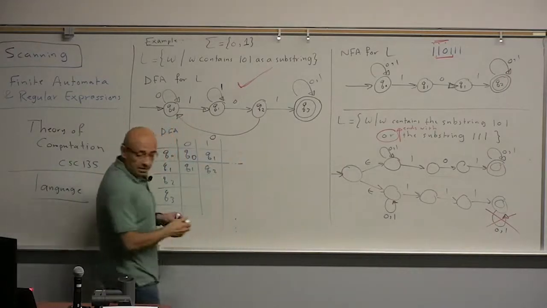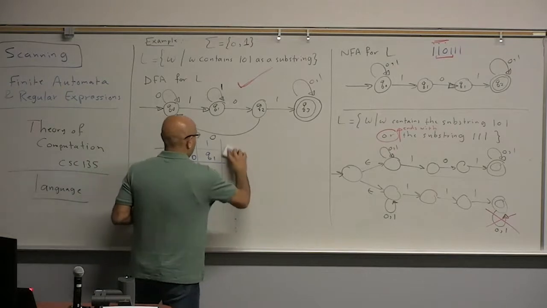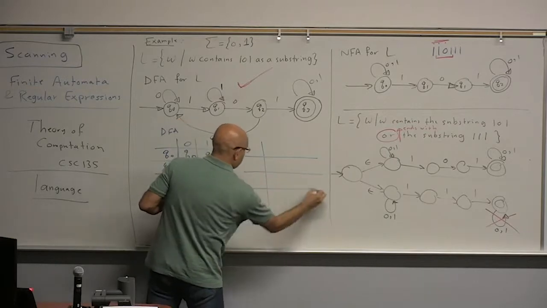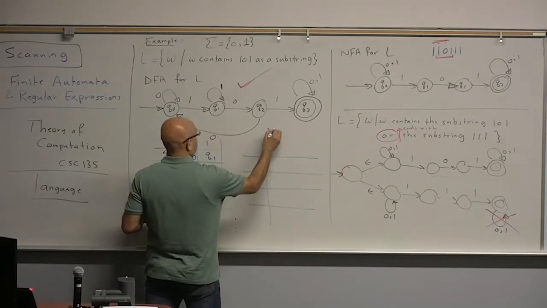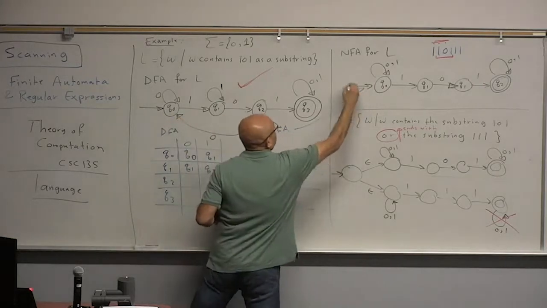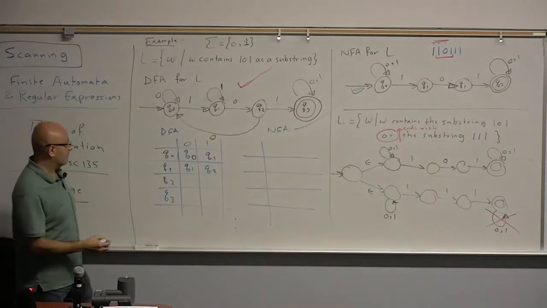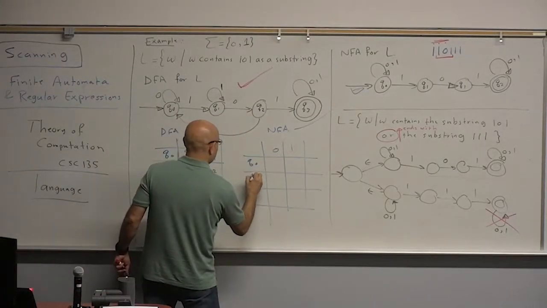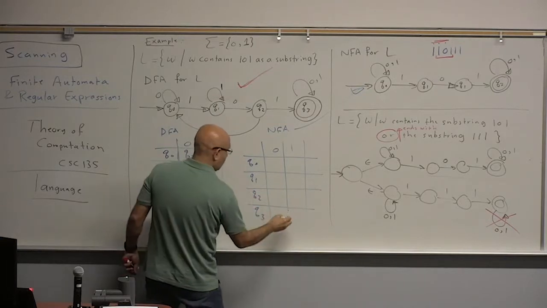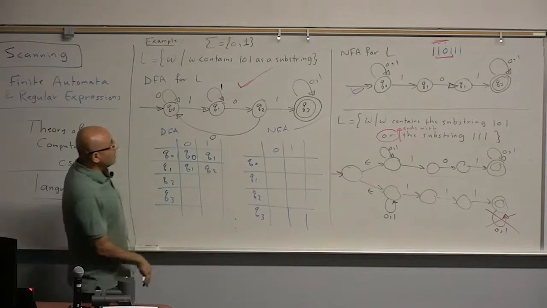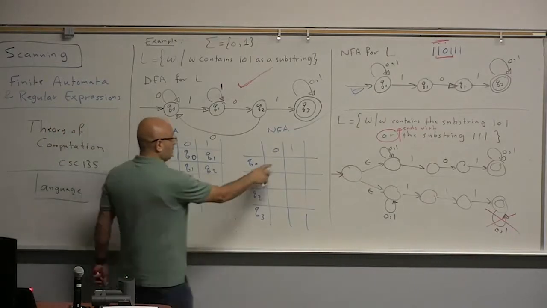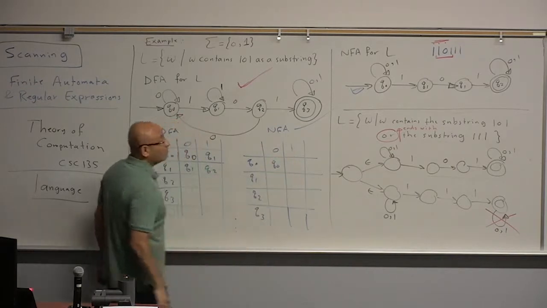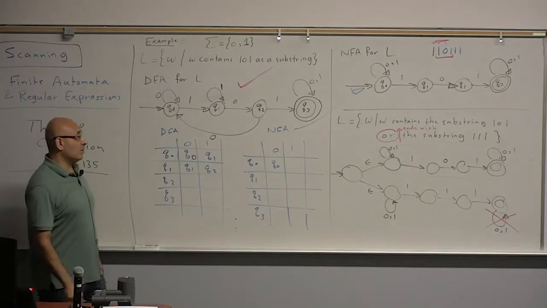While the transition table for the corresponding NFA, and we are referring to this NFA, the NFA for the same language. So here we have 0, 1, Q0, Q1, Q2, Q3. Now, if we are in Q0 and we get a 0, where do we go? To Q0. And if we are in Q0 and we get a 1, where do we go? Q1. 0 or 1. How do we express this?